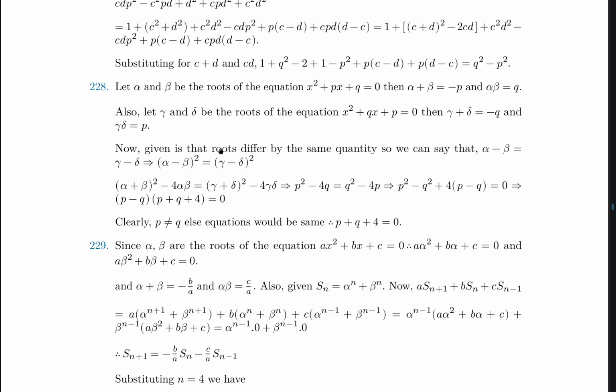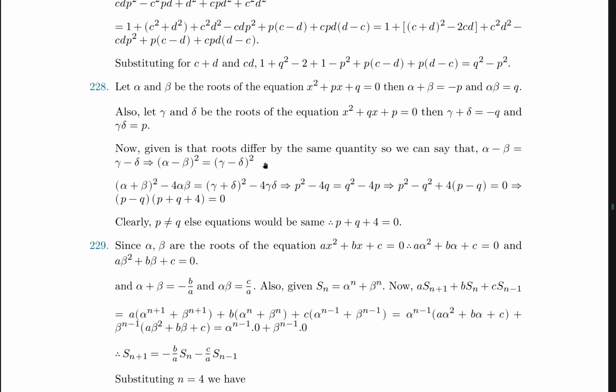Now it is given that the roots differ by the same quantity, so we can say that alpha minus beta is equal to gamma minus delta. You bring gamma this side and beta that side, it will become alpha minus gamma is equal to beta minus delta, which will be equal. So similarly, we can say that alpha minus beta is equal to gamma minus delta.